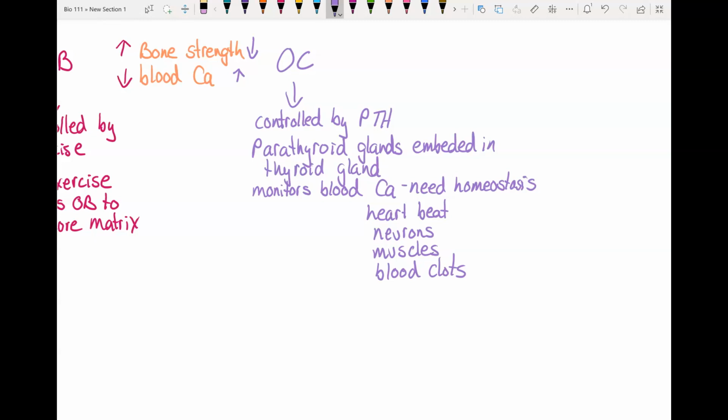So if you didn't have enough calcium in your blood, you could actually go into cardiac arrest. Your heart would stop beating. Your neurons wouldn't be able to send signals. Your muscles wouldn't be able to contract. And if you got a cut, you could bleed to death because you wouldn't be able to make a blood clot. So it's very important to keep the right amount of calcium in your blood. And that's the responsibility of your parathyroid glands.